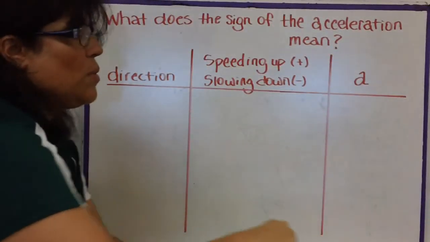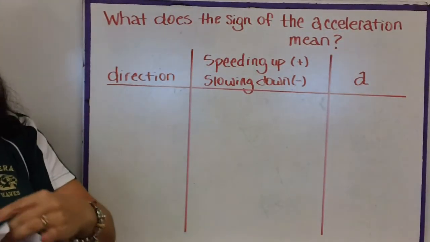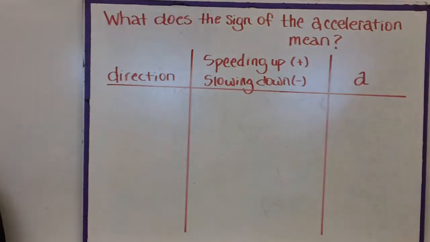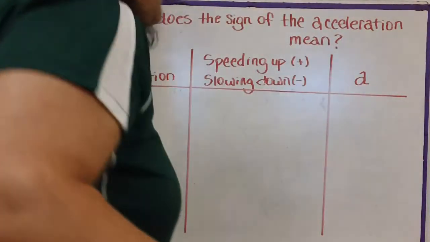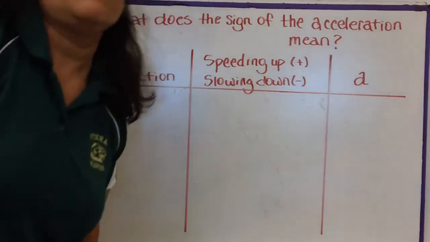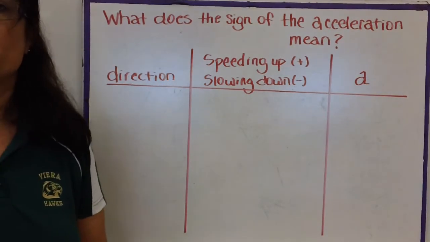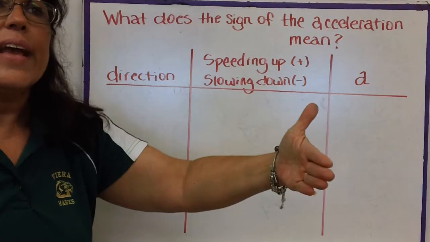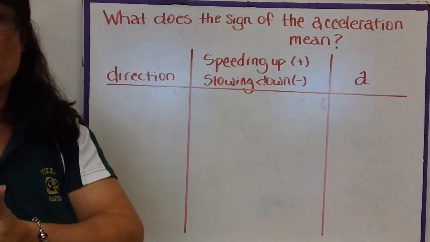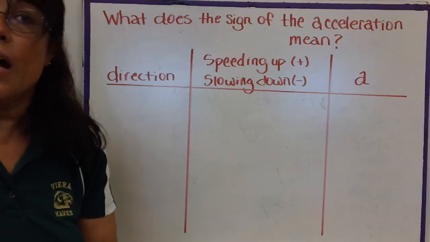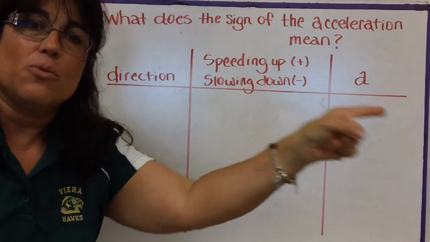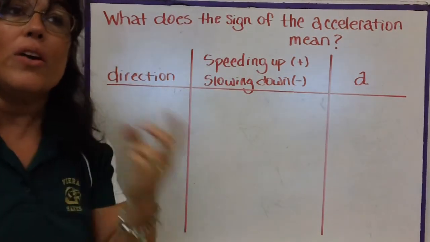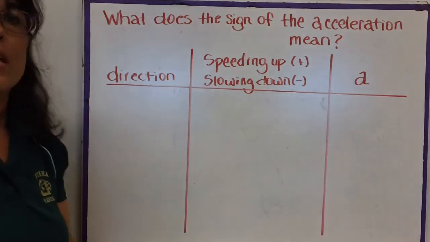Okay, so now we're going to talk about the sign of the acceleration. Let me go get a marker. Sorry about that. Okay, so we know the sign of our position: if we have a positive position, then we are to one side of the origin, and if we have a negative position, then we're over on this side of the origin. And we know that a positive velocity means that we're moving in that direction, and a negative velocity means we're moving in this direction. So our issue now is, what does the sign of the acceleration mean?